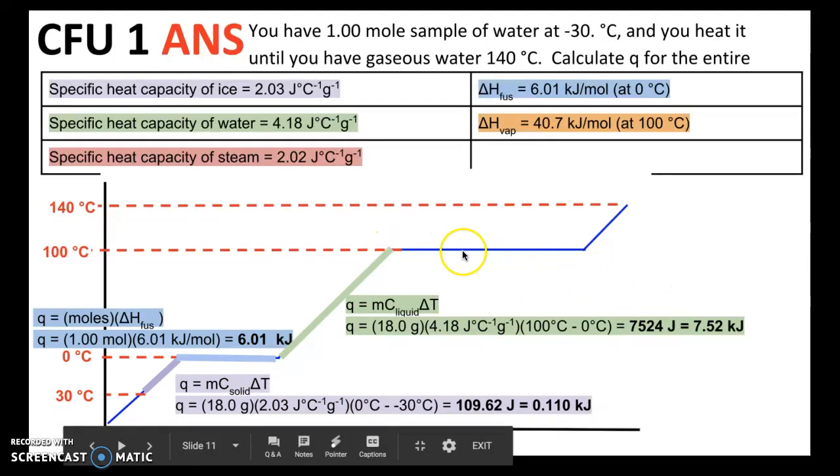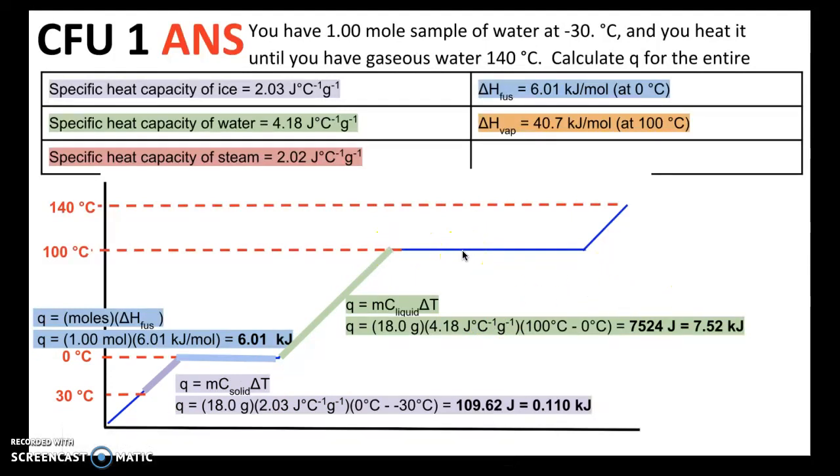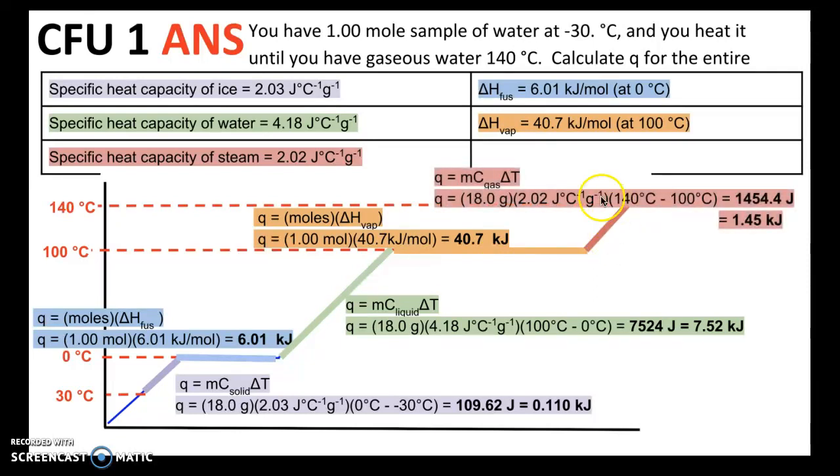Okay, next is the boiling segment. For this one I use moles times delta H vaporization, so just go ahead and plug that in. And then for the last segment, I'm again using Q equals MC delta T, and the C I'm using is for gas, which here they're writing as steam. So I plug that in, and I also convert this one to kilojoules.